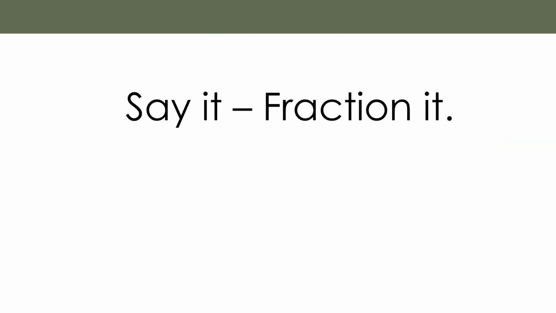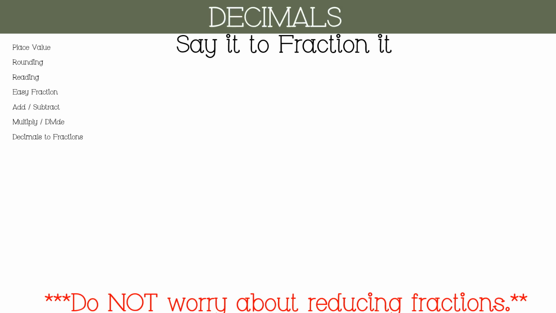Next, we're going to go from saying it to fraction it. I think you're going to see how easy this is. Before we get started, do not worry about reducing fractions. We're going to talk about that in the fractions video. Let's just say it to fraction it. Let's look at our first example. What we're going to do is first say it, 7/10. Then we're going to think about this for a second. How do I write 7/10 as a fraction? Well, 7 over 10, 7/10. I know, it's kind of crazy.